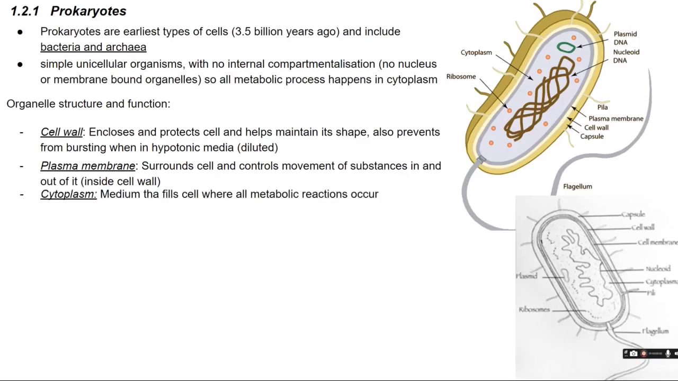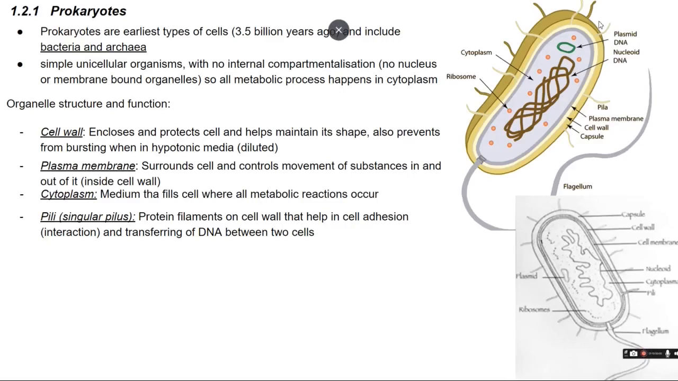And so the cytoplasm is a medium that fills the cell, and it's where all the metabolic reactions occur in prokaryotes. All right, next we have pili. So these little structures outside, they're protein filaments on the cell wall, and they help in cell adhesion, which is their interaction and the transferring of the DNA between two different prokaryotic cells. After that, we have the flagella, which is this long whip-like structure, and it basically helps the prokaryote propel or move forward.